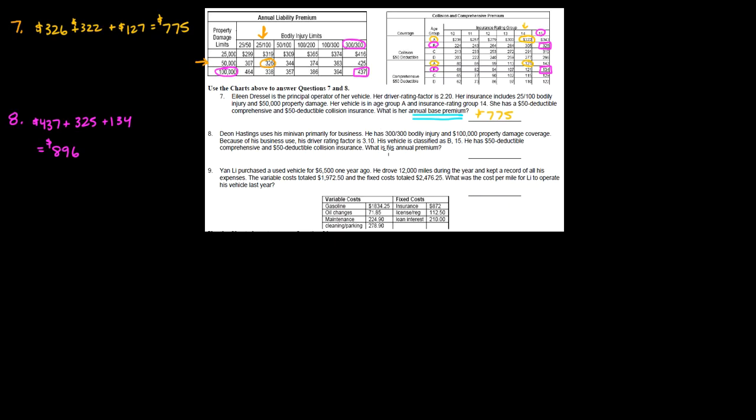But in this problem, we're asking for what is the total annual premium. So here we take the base amount and we multiply it by the driver rating, which it says is 3.1. So when I take the base amount and multiply it by the driver rating, it tells me that $2,777.60 is the amount of the annual premium.